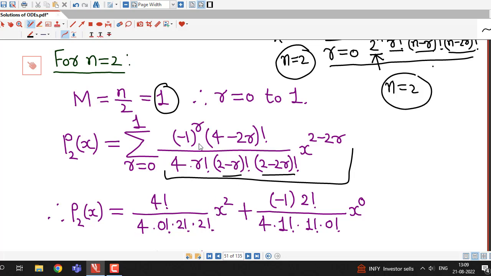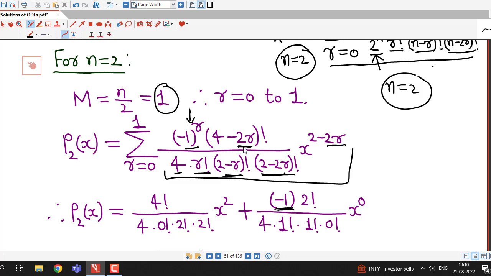And now we determine this expression for r equal to 0 and r equal to 1, and we take their addition. If I take r equal to 0, I have 4 minus 0, that is 4 factorial, minus 1 raised to 0 is 1. If I take r equal to 0, I will have x square. Here it is 4, 0 factorial is 1. This is 2 factorial and this is also 2 factorial for r equal to 0. Then we take r equal to 1. So here I will have minus 1 raised to 1, that is minus 1.